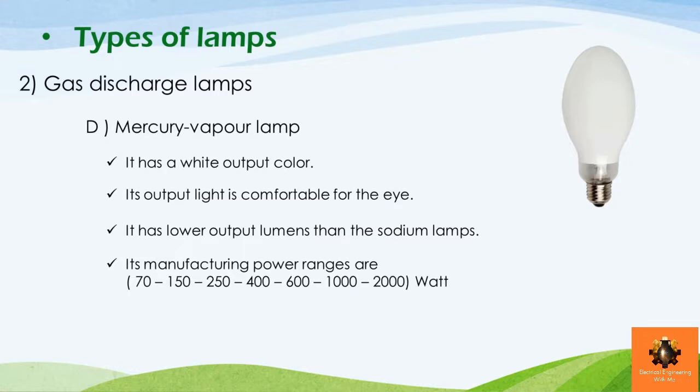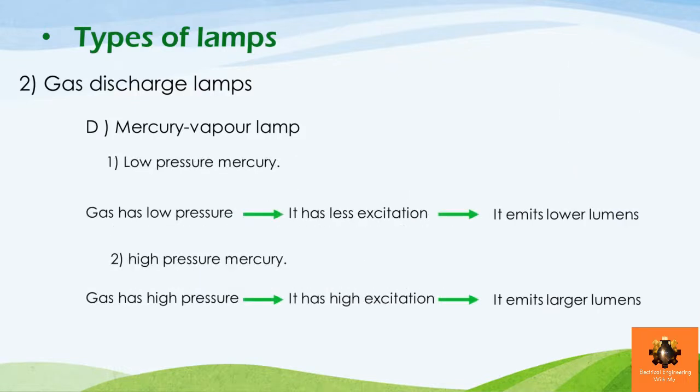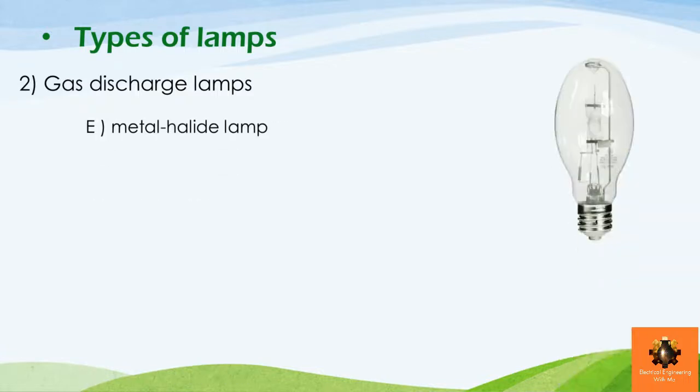And finally, for its manufacturing power ranges, it has the same manufacturing power ranges of 70, 150, 220 until the 2000 watts. So it has the same power ranges of the sodium lamps. Alright. And in the same way, this mercury vapor lamp has the same two types, the low pressure mercury and the high pressure mercury. For the high pressure, it has the highest excitation of the gas, hence the highest output lumens, while the low pressure mercury has a lower excitation of the gas, hence lower output lumens. Very good.